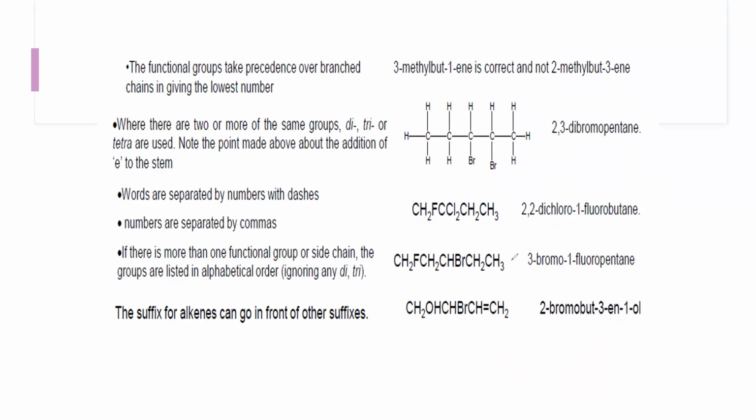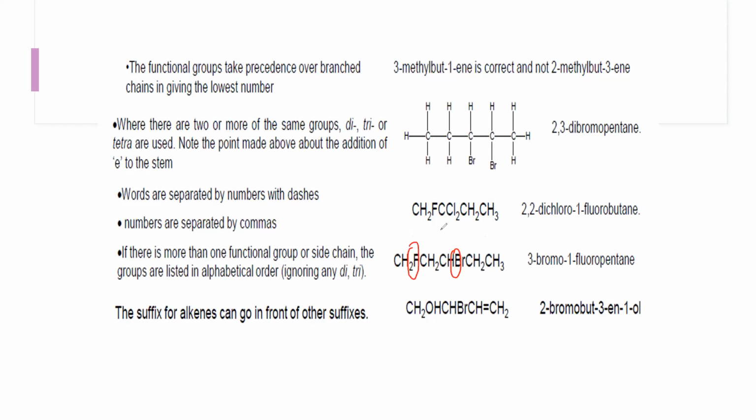Even though fluorine is attached to the first carbon, whereas bromine is attached to the third carbon, we give preference to alphabetical order, not the numbering here. The naming is in terms of alphabetical order, even though fluorine is attached to the first carbon. So it will be 3-bromo-1-fluoropentane.